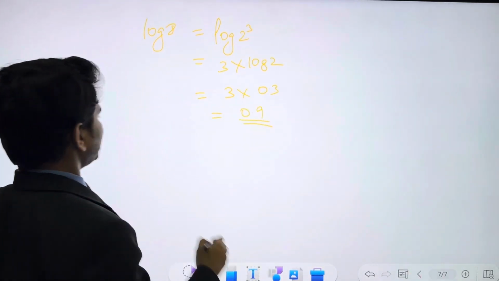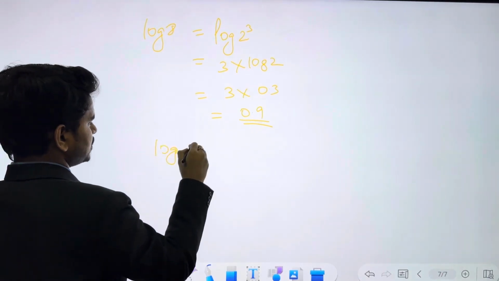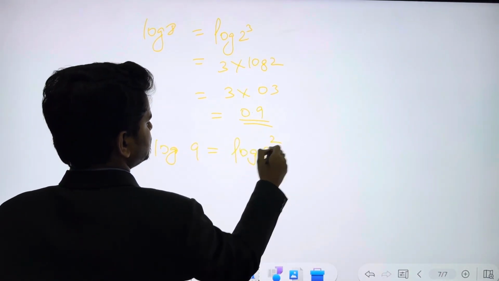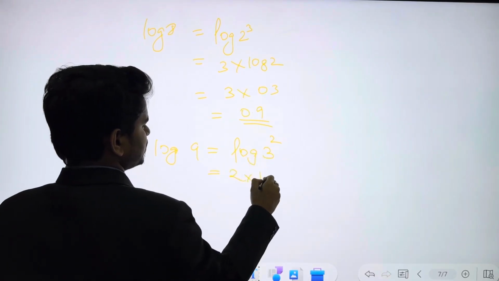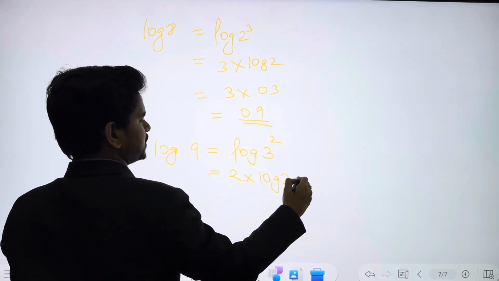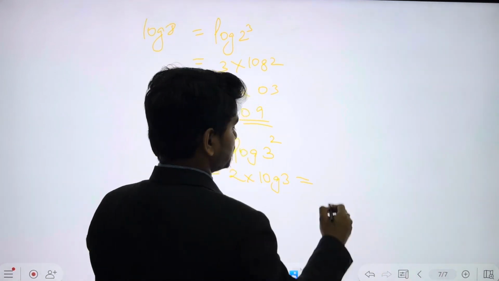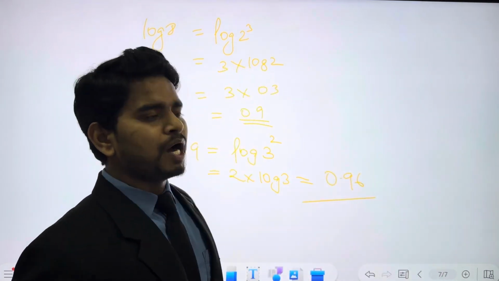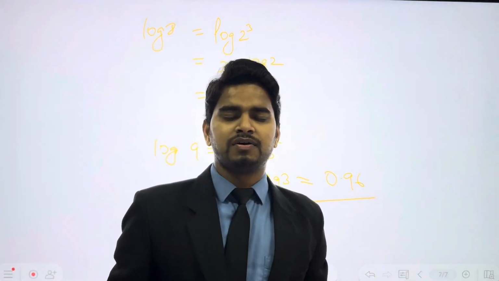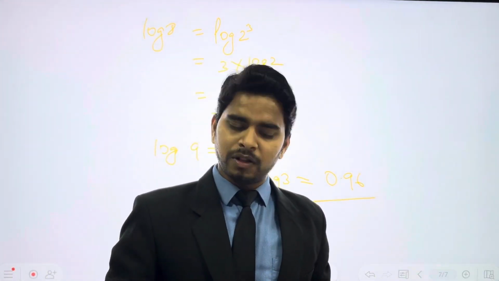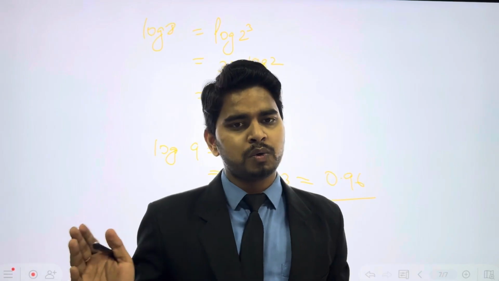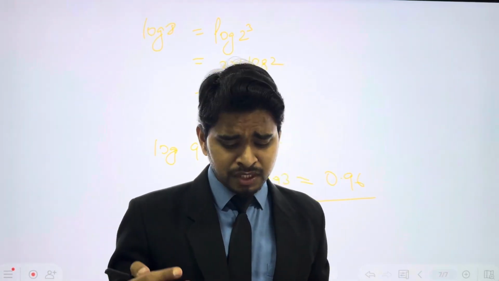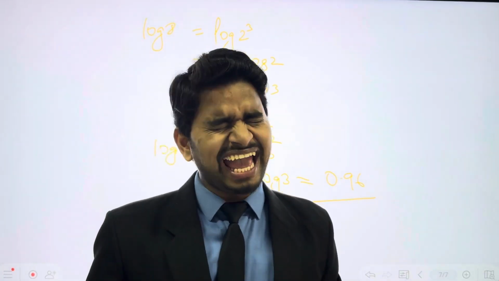Okay, and the last one is log 9. Log 9 is log 3 squared, or log 3 into 2. So 2 into log 3, and that is 2 into 0.48, which comes to 0.96. So guys, here we just found the values of all the numbers between 0 to 10. This is going to be used to find the values of any log.